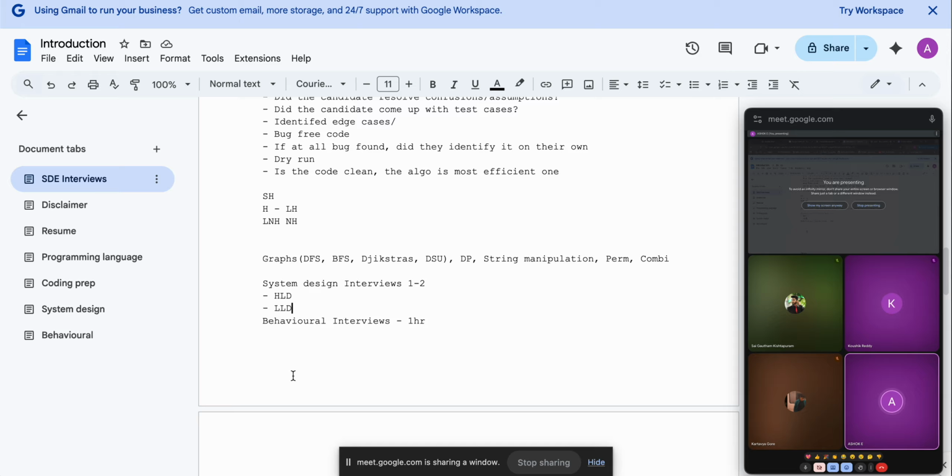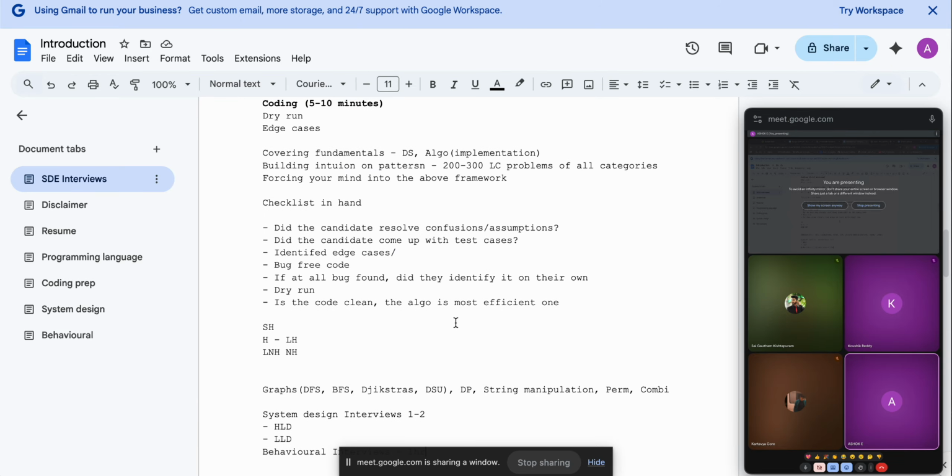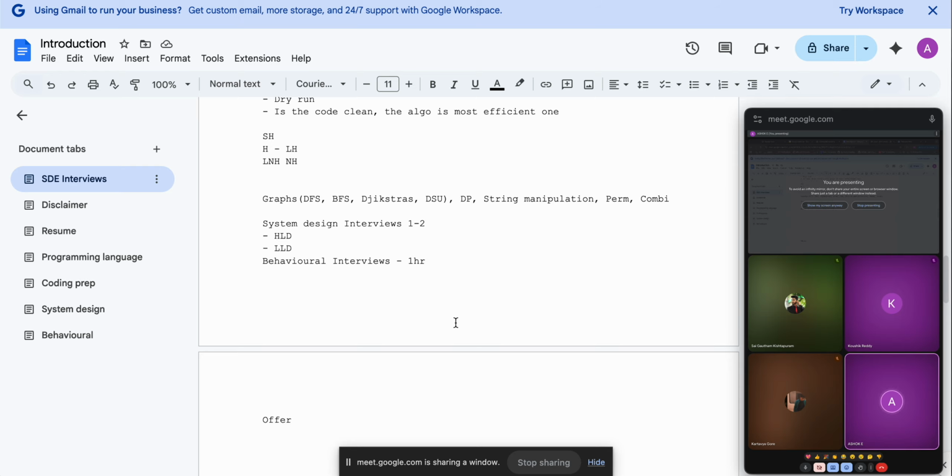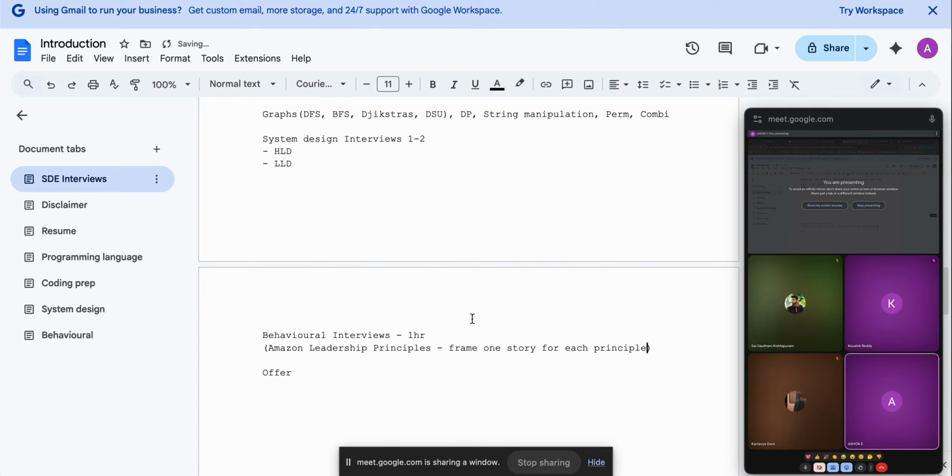Similarly goes for LLD as well. For behavioral interviews, there are some standard questions that are there on the internet. Also, you can look out for Amazon leadership principles, and then frame one story for each principle, right? I think Amazon leadership principles are a good enough resource. I think they have some 20 plus leadership principles.